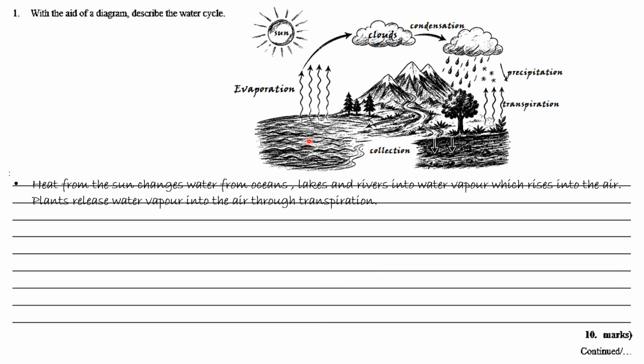So water bodies such as oceans, lakes and rivers will lose water into the air by evaporation due to heat from the sun, while plants will also release water vapor into the same air through transpiration. So in this case, we have 2 processes that add water vapor to the atmosphere, namely evaporation and transpiration.